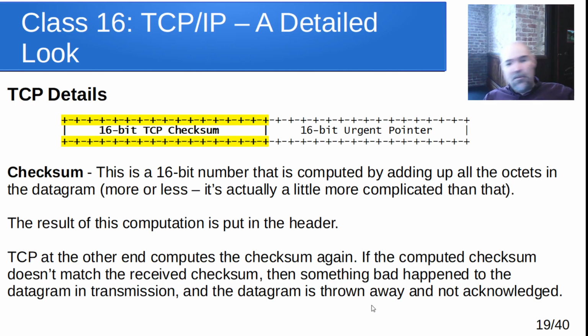What happens when the data is received at the other end? The other end computes the checksum again. If they match, then the data was received correctly. If they don't match, then something bad happened to that data. It got corrupted in some way, and that data is thrown away and not acknowledged. So in other words, if we get a bad packet, we say, I calculated the checksum, I checked this, it's wrong, throw it away. Do not acknowledge it.